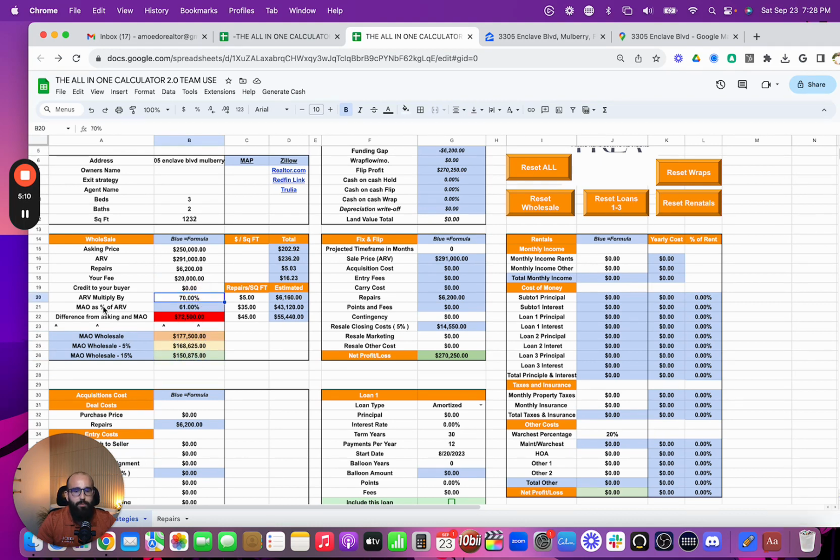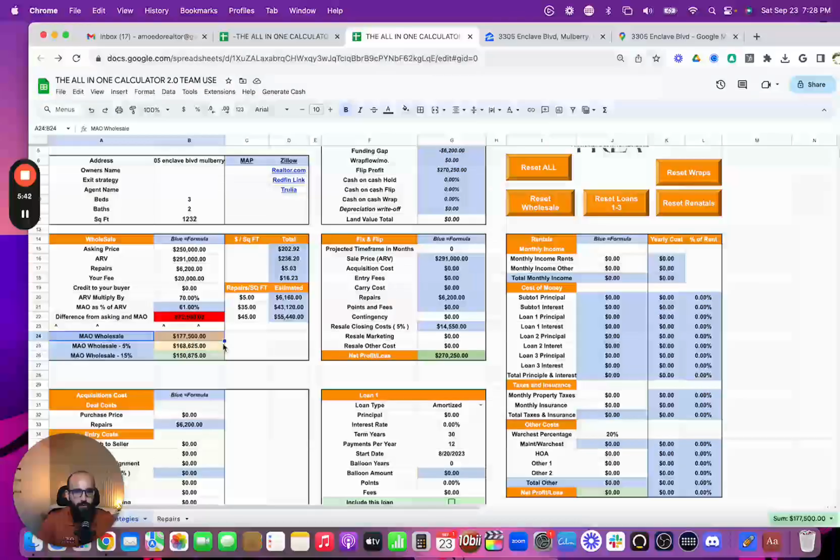So the very next number after that is, you notice that it's 61% and that it's blue. So that's calculating a formula based on your offer. What percent of ARV is your offer, taking into account repairs and taking into account your assignment fee. So if we put both of these at 0, you'll notice that they're both at 70% because there's nothing getting added to that. But if we take it back, our actual offer is 61% of ARV. And this number is going based off of this first number right here, which is our max allowable offer, okay?